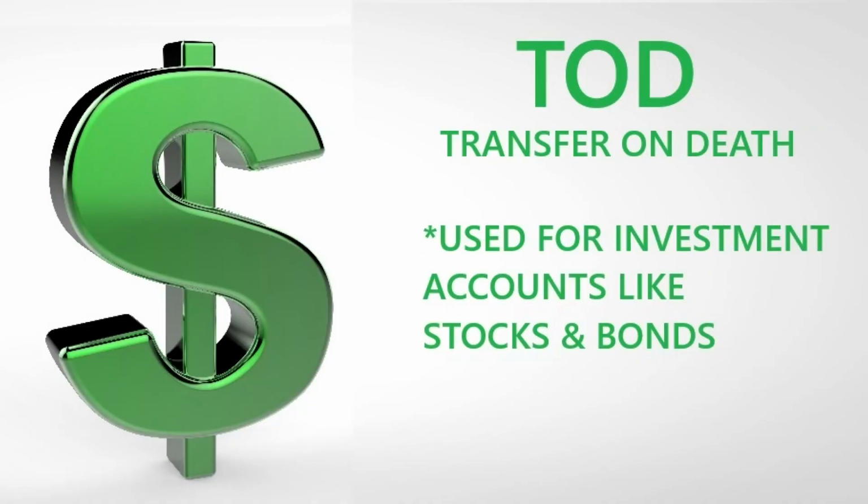If you're doing a TOD, which is transfer on death, we're referring really to your investment accounts, so your IRAs or just your brokerage account. And in that case, the account transfers on death to your designated beneficiaries. Kind of the same distinction in terms of them owning the account jointly.